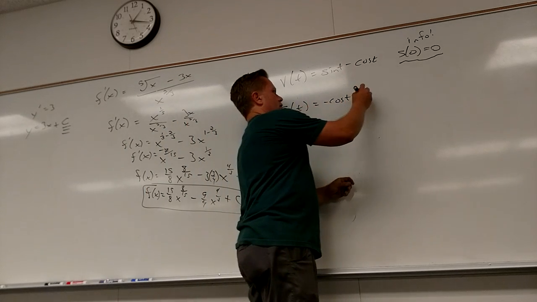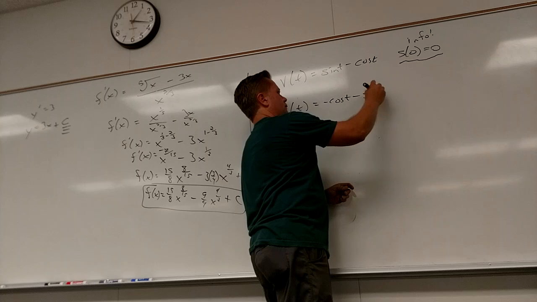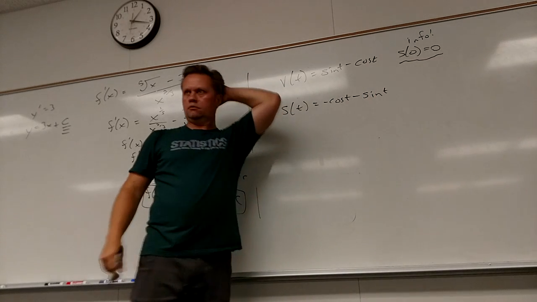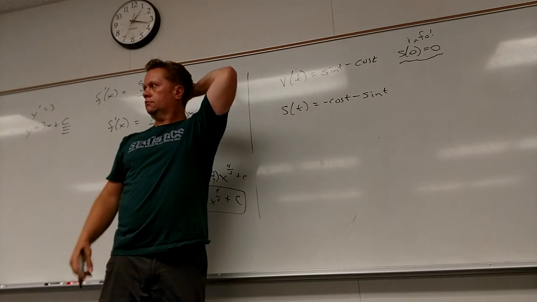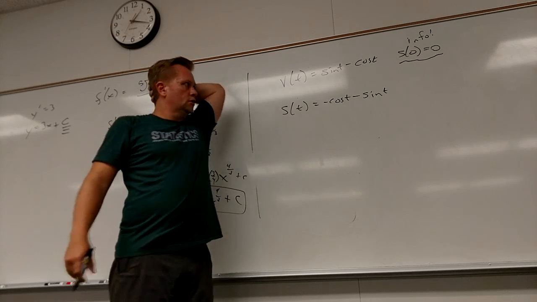Where would negative cosine come from? Yeah, negative sine. Sine's derivative is cosine, so the negative sign doesn't change. Plus c.